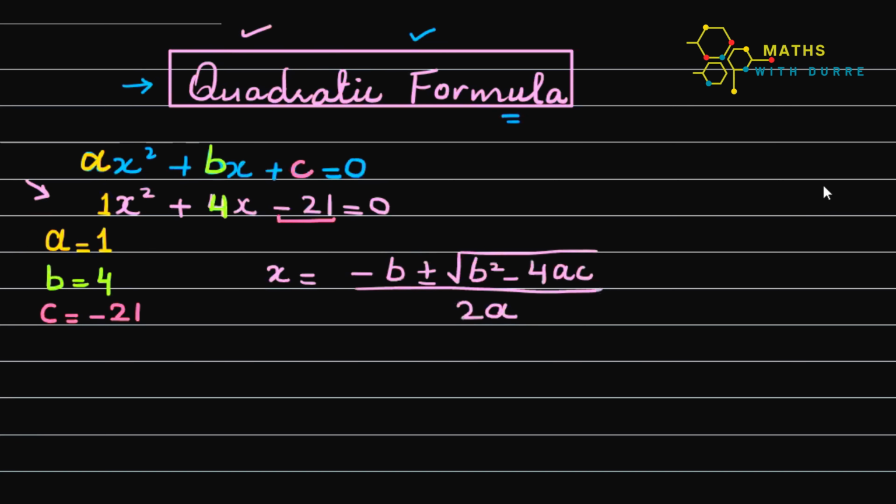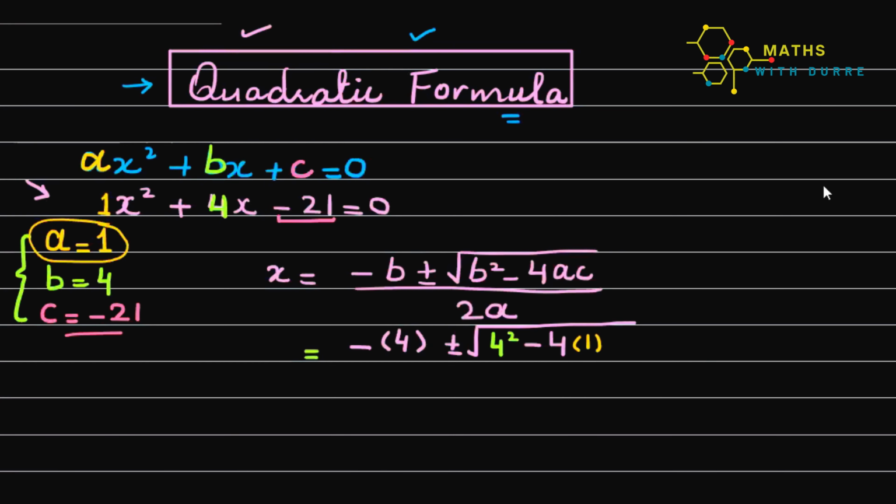So let's substitute the values of a, b, and c in it. I'm going to put the value of minus b. So I will only plug the value of b here, that is 4. There isn't any change in the plus or minus and the square root, and I will plug the value of b, that is 4 squared, and I'll keep all the rest as it is. Now we need to substitute the value of a. What is a? a is 1. And what is c? c is −21.